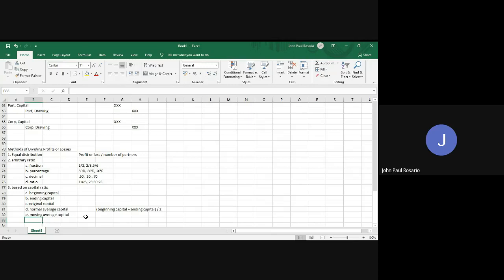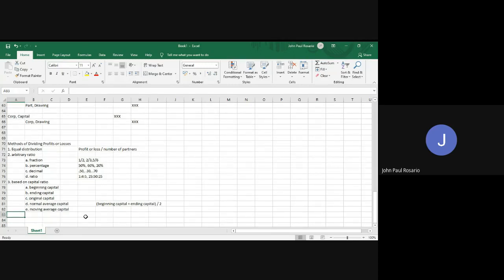And then, fourth is interest on capital. So, with interest on capital.